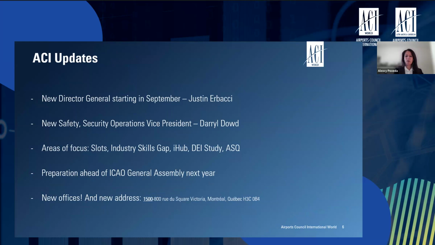Some of our most recent updates, I presume some of you have heard already. There was an announcement sent not long ago. We're going to have a new Director General who is going to start in September, in a few days. His name is Justin Urbachi. He's joining us as the Director General for ACI World. We have also recently appointed Mr. Daryl Down as the new Safety, Security and Operations Vice President. That was a few months ago.